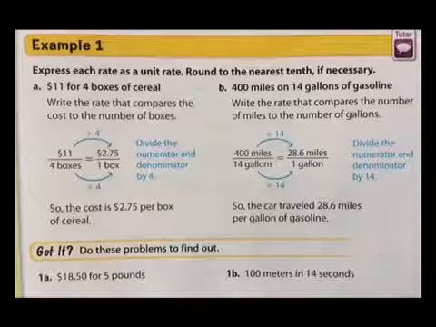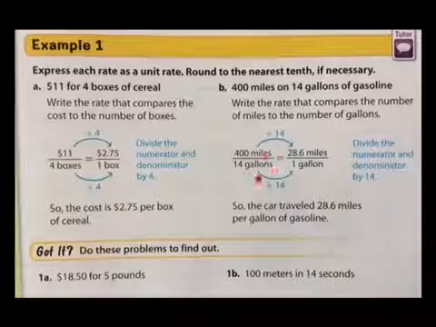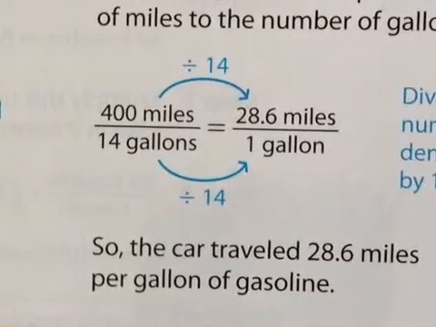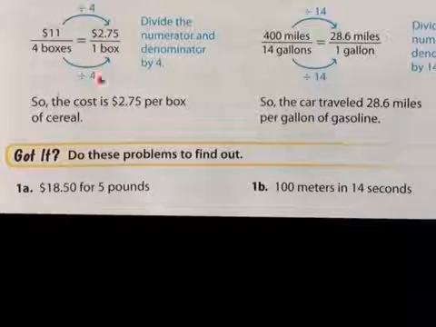Here we have 400 miles with 14 gallons. Well, how much will 1 gallon go? How many miles can I get with just 1 gallon? Well, 1 gallon will give me 28.6 miles. So I'm dividing by the denominator, you see? By the denominator, by 14. And you can see that to answer it properly, we have to include a therefore statement.